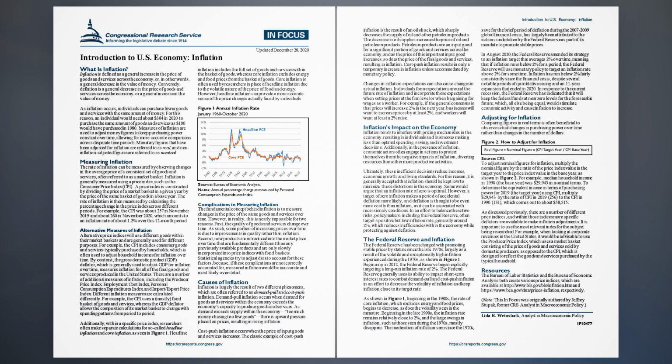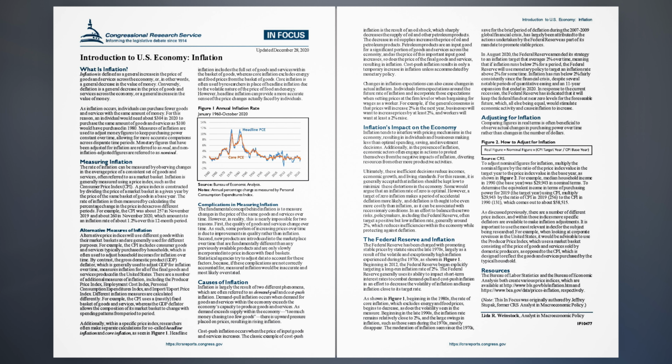Cost push inflation occurs when the price of input goods and services increases. The classic example of cost push inflation is the result of an oil shock, which sharply decreases the supply of oil and other petroleum products. The decrease in oil supplies increases the price of oil and petroleum products. Petroleum products are an input good for a significant portion of goods and services across the economy, and as the price of this important input good increases, so does the price of the final goods and services, resulting in inflation.